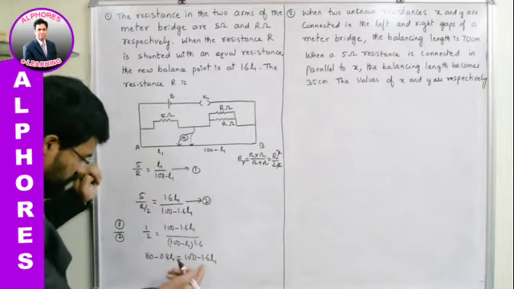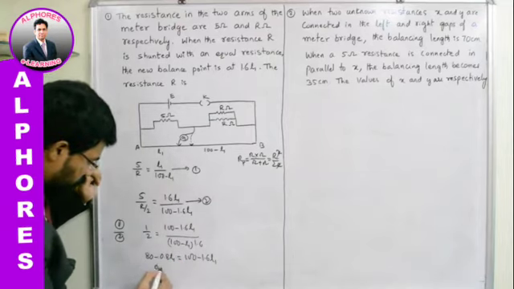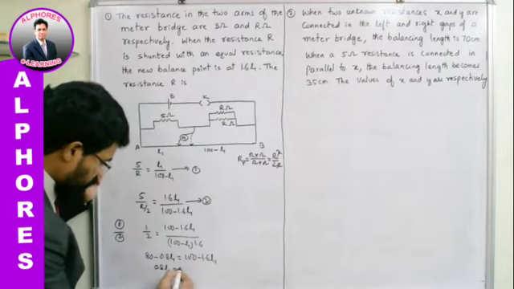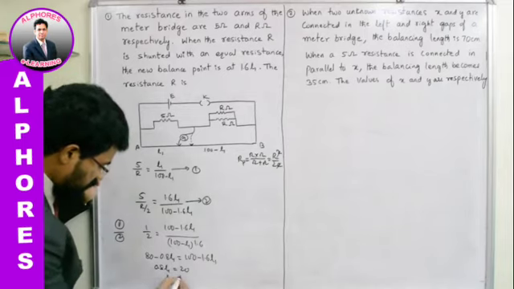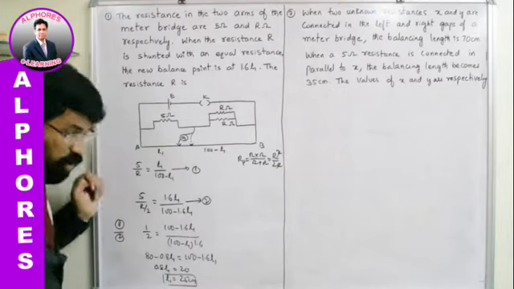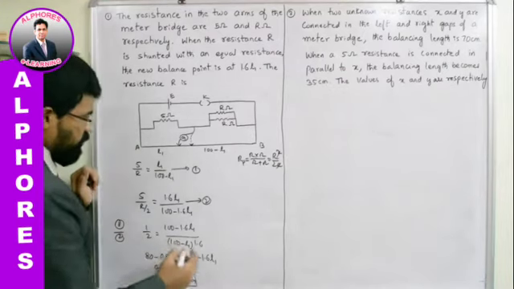So if it is shuffled, what you will have? 0.8 L1 is equal to 100 minus 80, it's 20. So therefore L1 is equal to 200 by 8, it's 25 centimeters. So what is the value of L1? 25 centimeters. So let us replace it here.